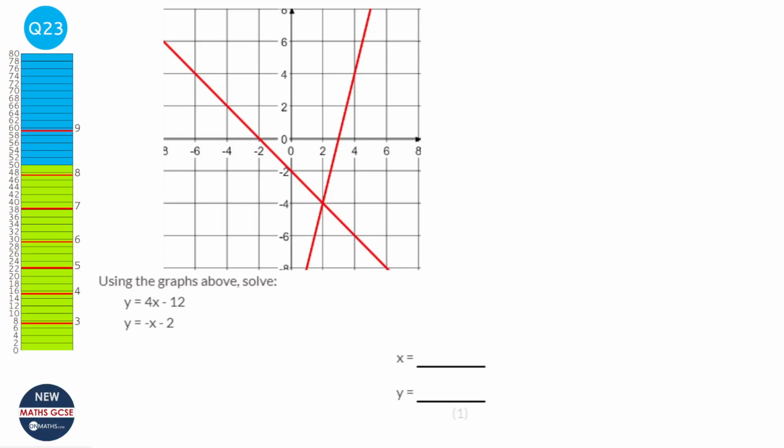When solving simultaneous equations graphically, if you draw the lines for both graphs, which we have done here, the solutions, or solution, because they're both linear, will just be where the 2 graphs cross. So this here will be our solution. So x is 2 and y is minus 4.